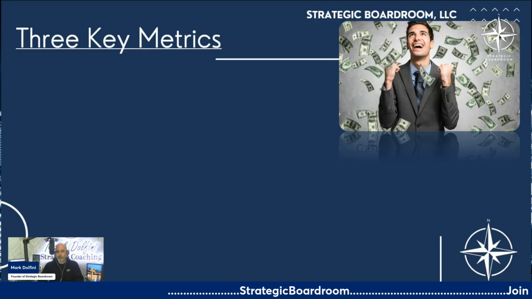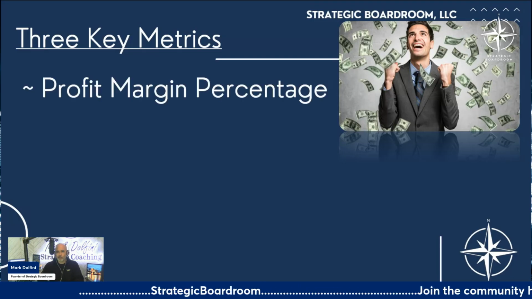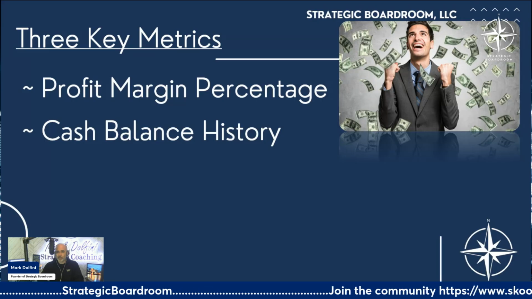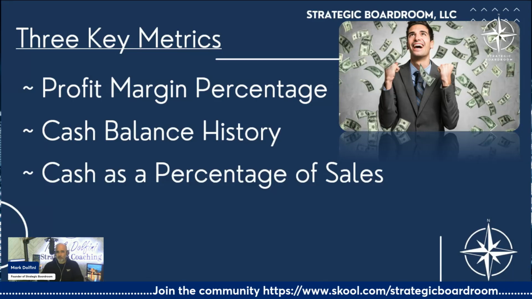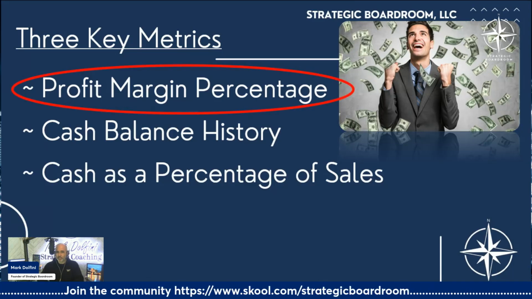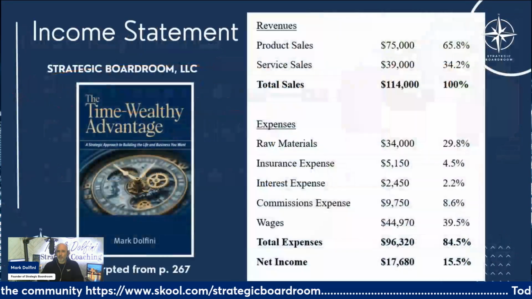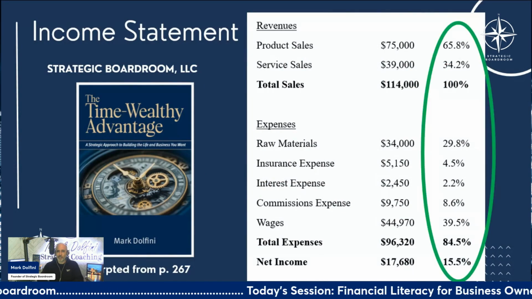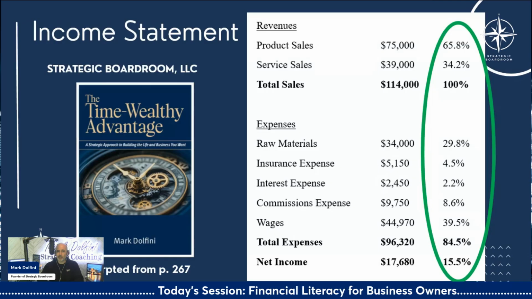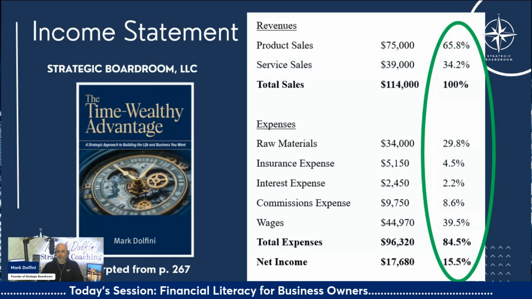So first and foremost, you're going to be looking at either profit margin percentage, cash balance history, or cash as a percentage of sales. We're going to start with profit margin percentage. This is pretty easy. We're going to go back to our income statement and look at that column on the right-hand side. Remember, all those numbers are a percentage of sales.